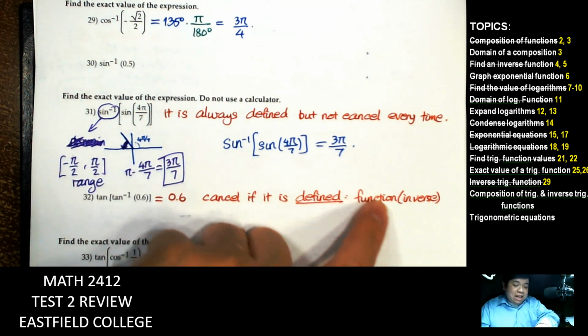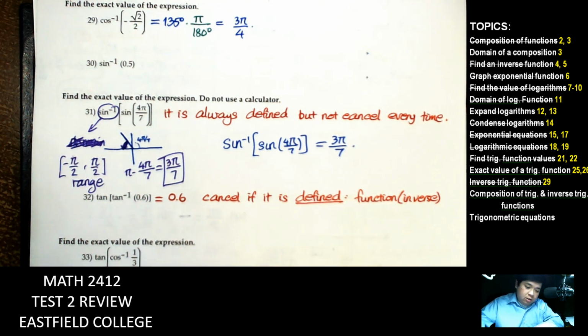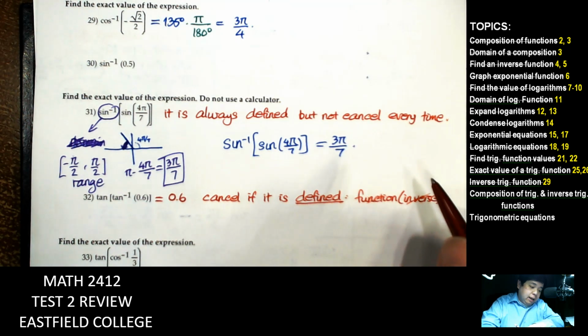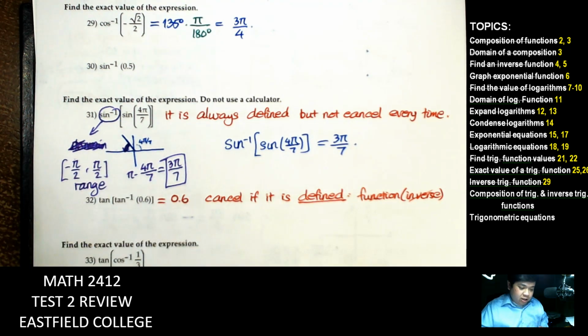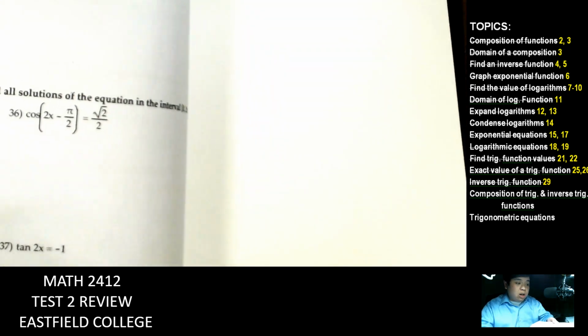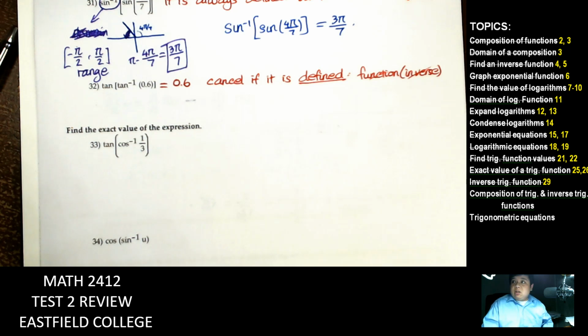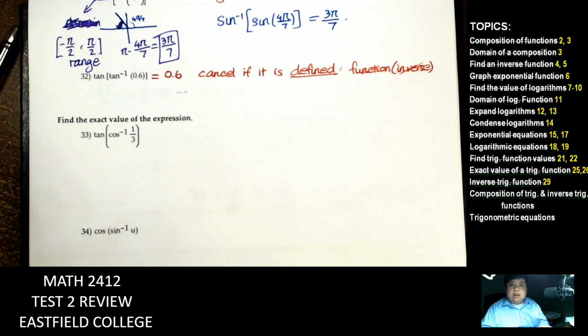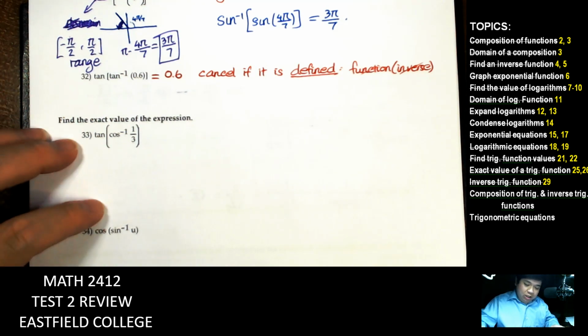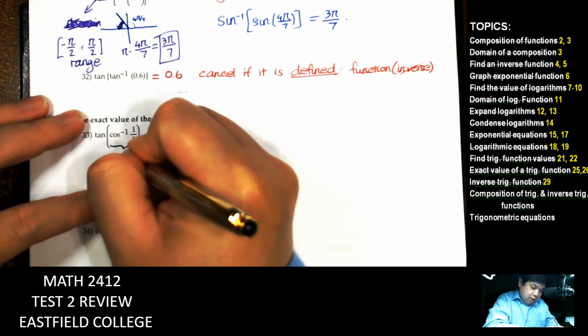Right. So the function cancels the inverse, but not the other way around. It cancels if it is defined. The other way might not work. Right. So that's not really important. What is more important is 33 and 34. Those kinds of things where we combine the function and the inverse. So we do have 30. Right. Focus on 33 here. So what we see, first we let the inside part equal to theta.